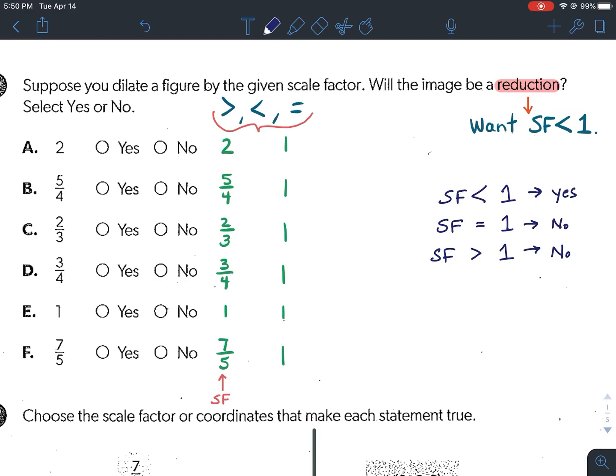For B, 5/4. Now, I understand that this could be a little confusing. There's 2 ways you could have answered this. First of all, for 5/4, you could put it in your calculator and turn it into a decimal. But also, you should remember, because I've told you this multiple times, if the number in the numerator is larger, it's going to be greater than 1. So for B, 5/4 is greater than 1. And because it's greater than 1, our answer is no.